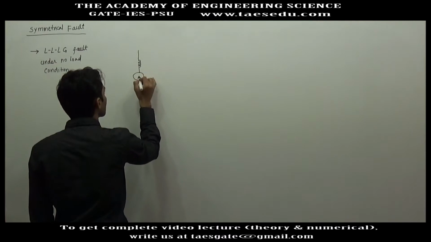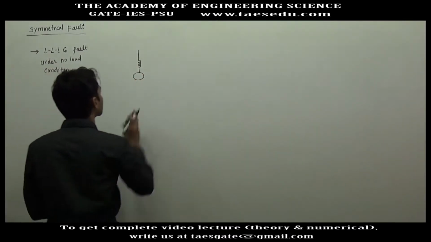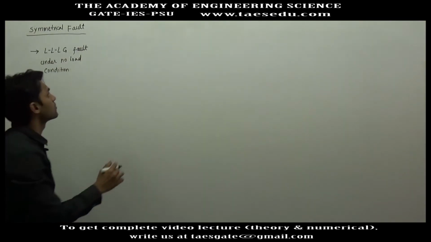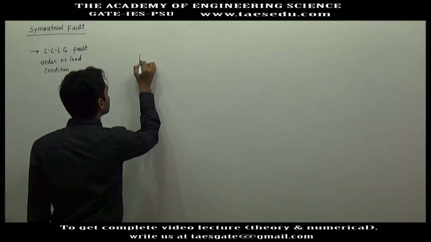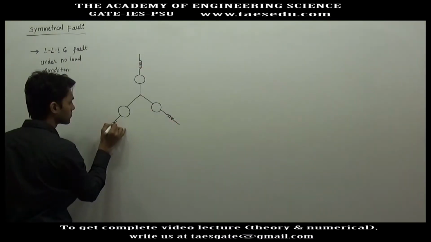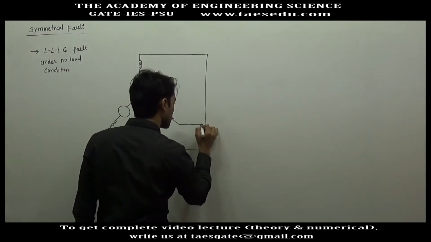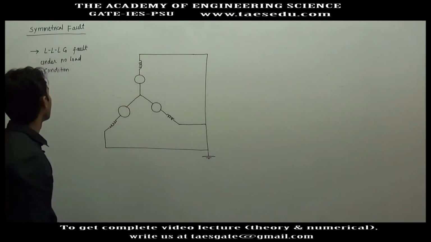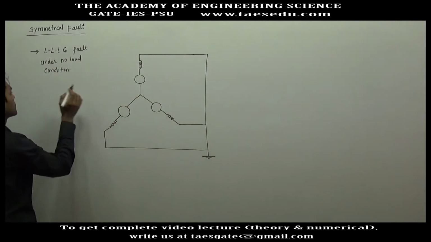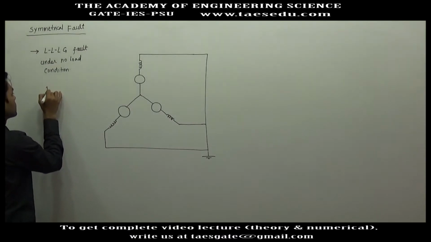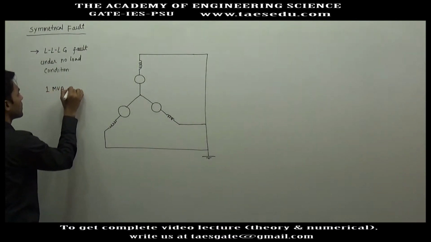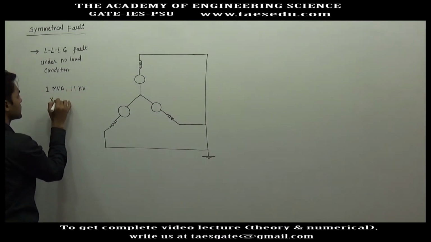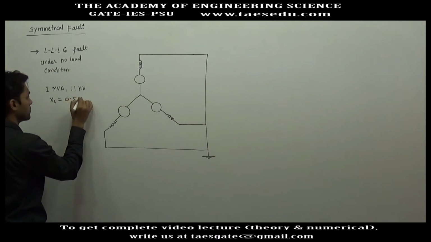Let's say we have a star connected three-phase generator. First I will take the case of a star connected, then I will also take a delta connected generator. Here we have a three-phase short circuit fault. Let's say the rating of the generator is 1 MVA, 11 kilovolt, and its synchronous reactance is given as 0.5 pu.